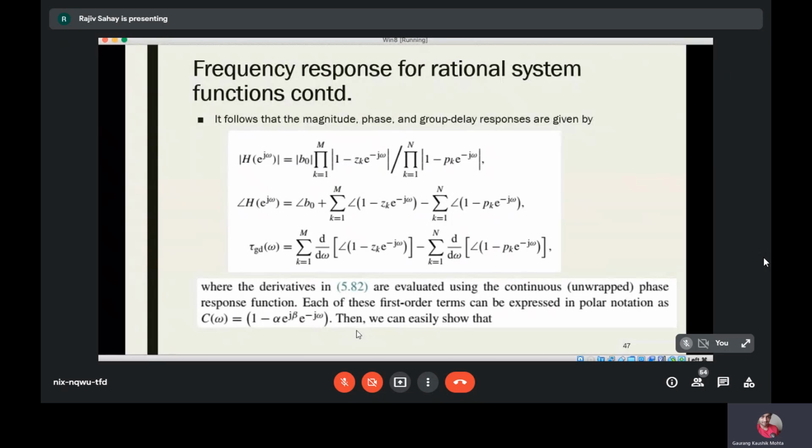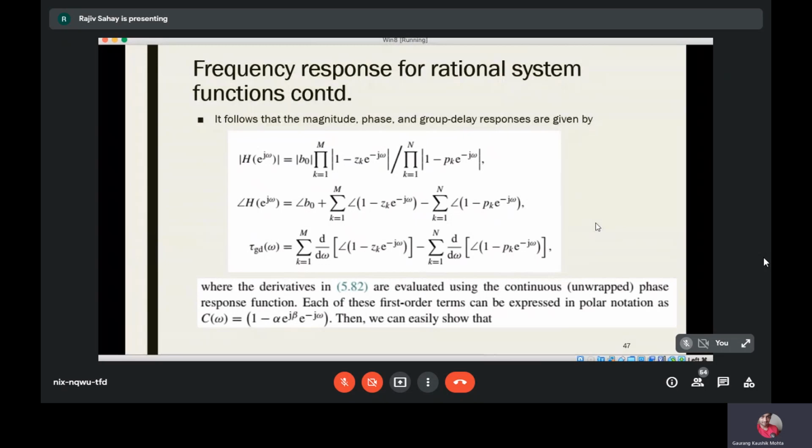So slowly we are coming to the expression where for each zero and each pole, you will see what is its contribution to the magnitude response, to the phase angle, and to the group delay of the system. So the LTI system is composed of many zeros and poles, and you can write the system function H of z in terms of a ratio of polynomials in z inverse. Now that means polynomials in e to the power minus j omega form.